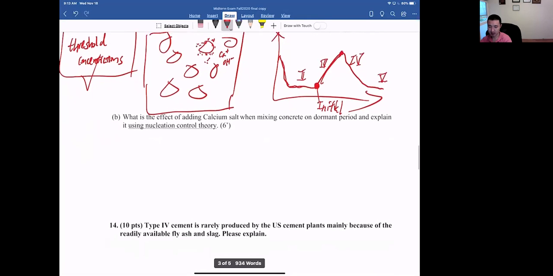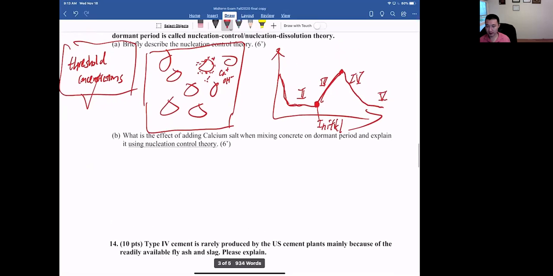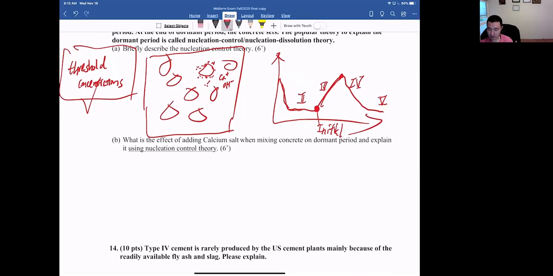B, what's the effect of adding calcium salt? When we introduce calcium salt in the system, we manually increase the concentration of calcium ions. So the time to achieve that threshold concentration is shortened. So we manually change when the concrete will set. We have initial set time. So introducing calcium salt will shorten the dormant period, so the setting time will be reduced.